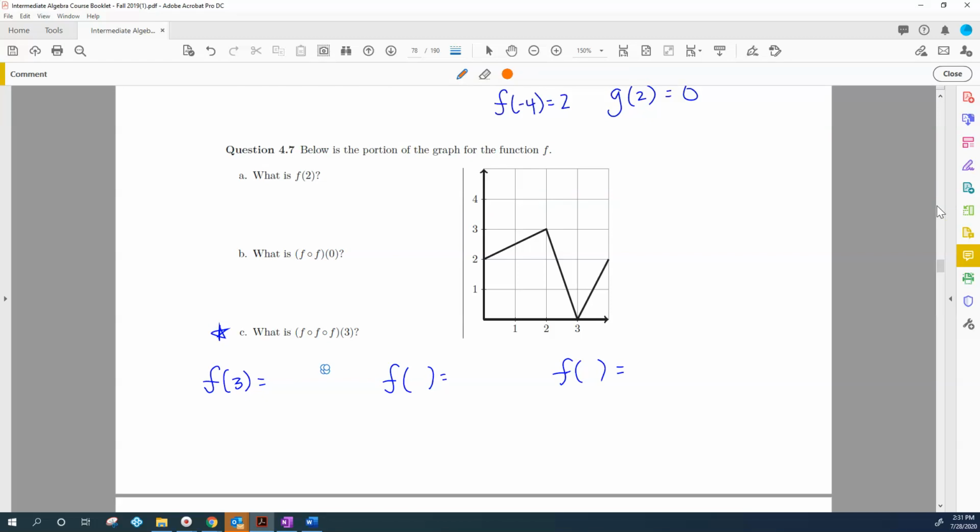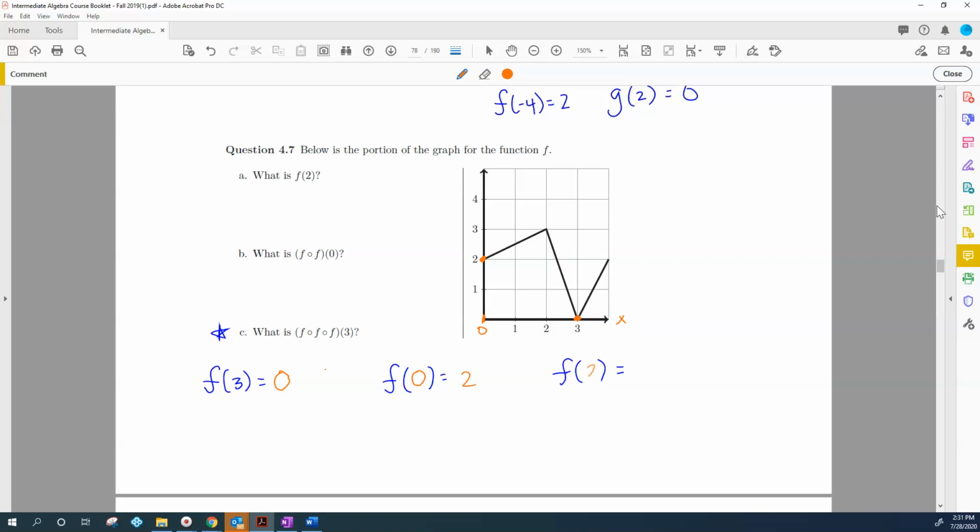Okay, so when we do this first one, f of 3, when x is 3, what is y? Well, that would be 0. So then I take that 0 and I find what's f of 0. When I find f of 0, remember I'm looking where x is 0, and where does that cross my graph? It crosses it up here at 2. So f of 0 is 2.